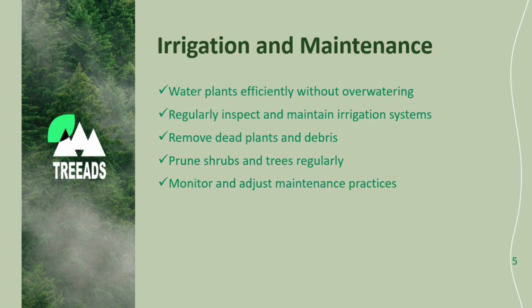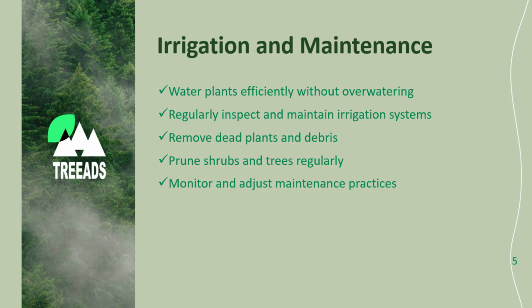The last measure to be considered is the irrigation and maintenance. Proper irrigation and regular maintenance are essential to maintain a fire-resistant landscape. Some tips can be followed in that direction. 1. Water efficiently. Optimize your irrigation system to provide adequate water to plants without creating excess moisture. Avoid overwatering, as it can promote the growth of flammable plants.